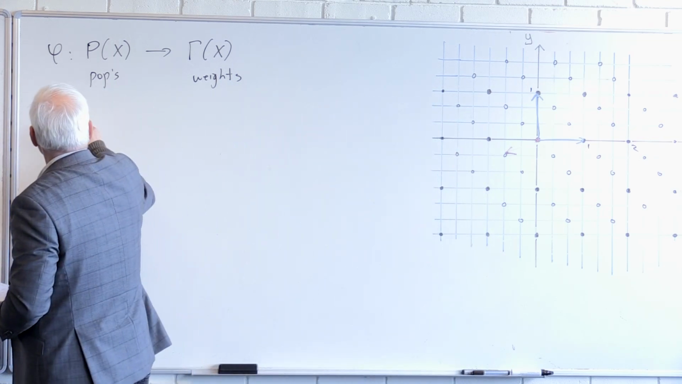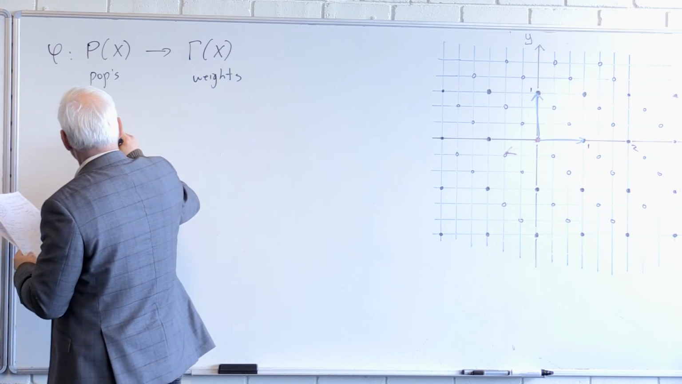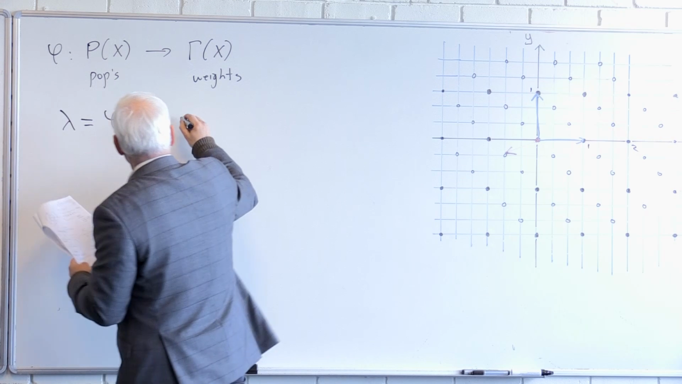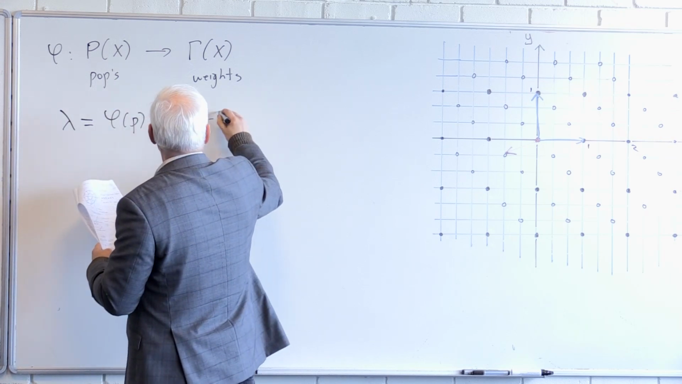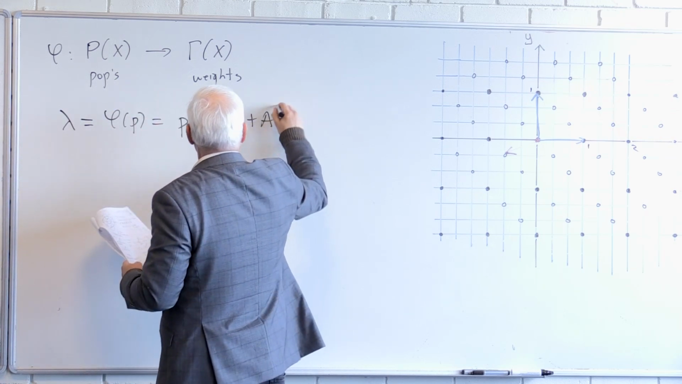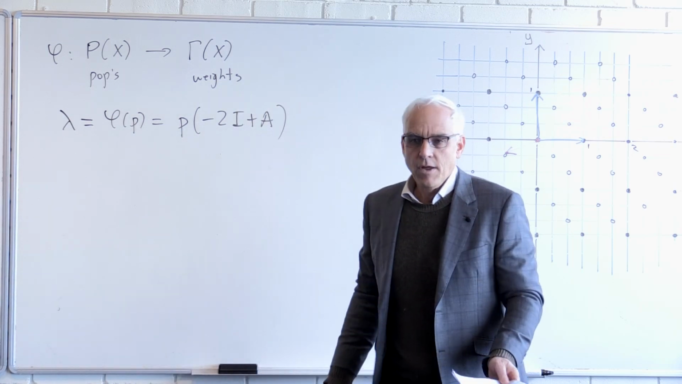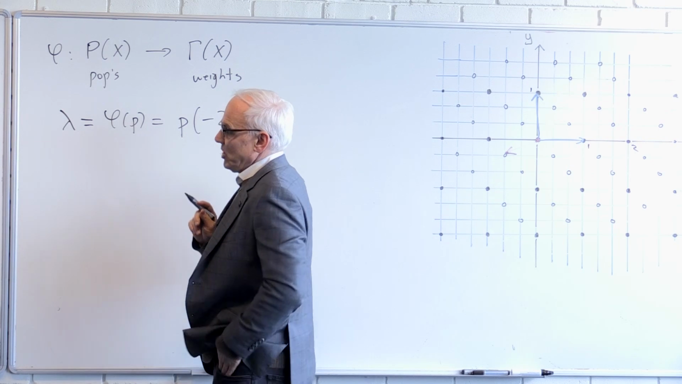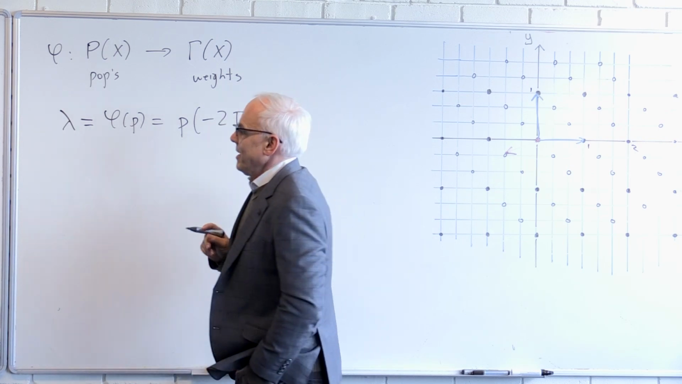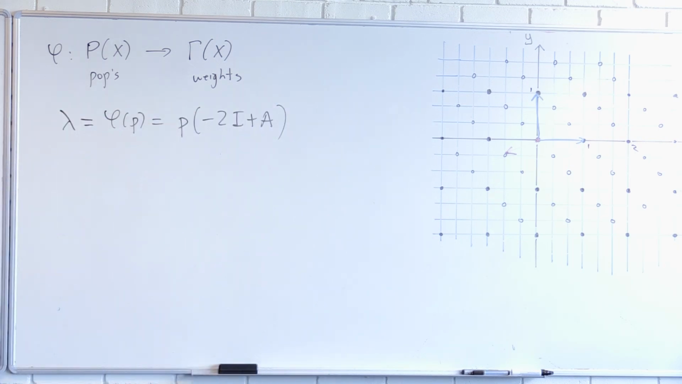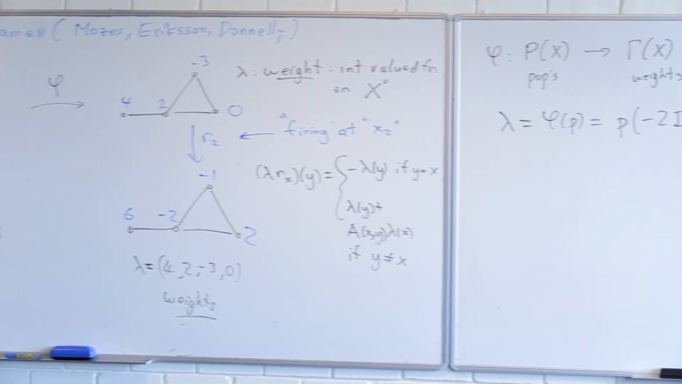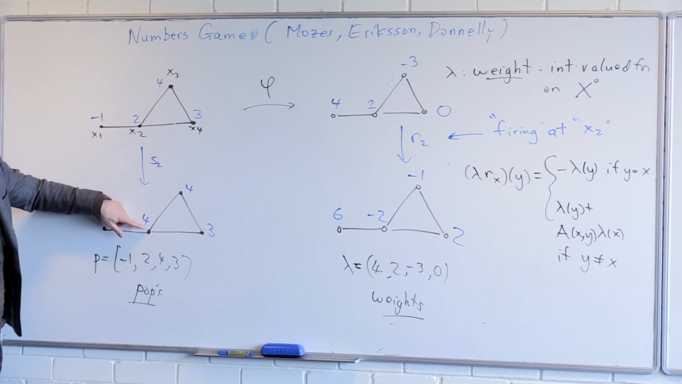Well, lambda equals phi of p. What is that? It's p times, basically, we're doing this. So what happens is that the population, what happens to 2? Happens to 2. We look to see what it goes to under the mutation map.